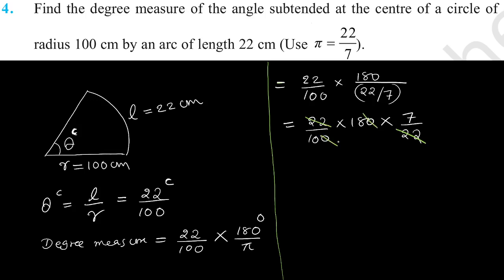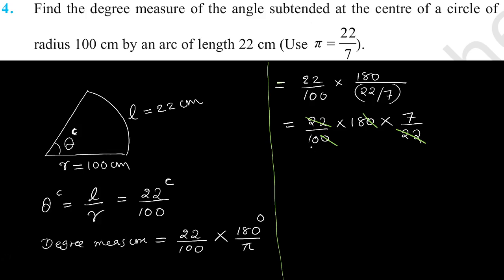1 and 0 cancel. Calculation I don't want to discuss, you can do it after the class. Okay, so 22 cancel, 1 and 0 cancel. 18 into 7 is there in the numerator side, and in the denominator side only 10 is remaining.